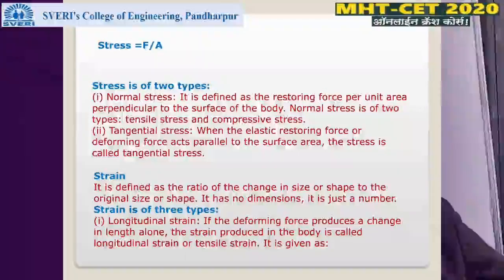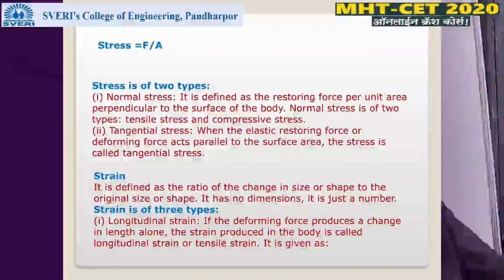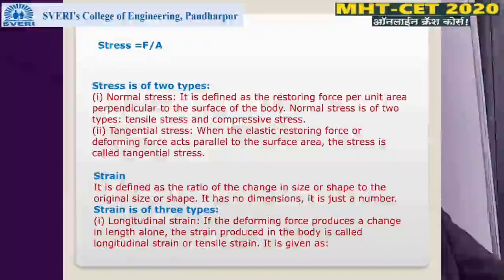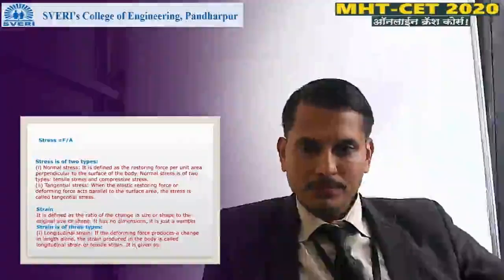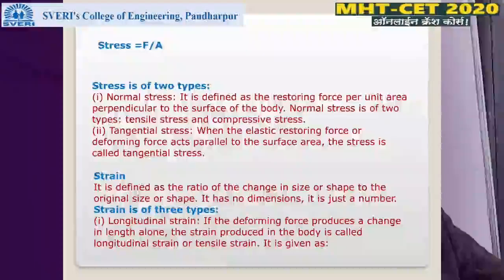It is defined as the ratio of change in size or shape to the original size or shape. It has no dimensions, it is just a number. Once again I repeat, it is simply the ratio of change in size or shape to the original size or shape. For example, if we take length, then change in length divided by original length. In this way we are defining the strain.